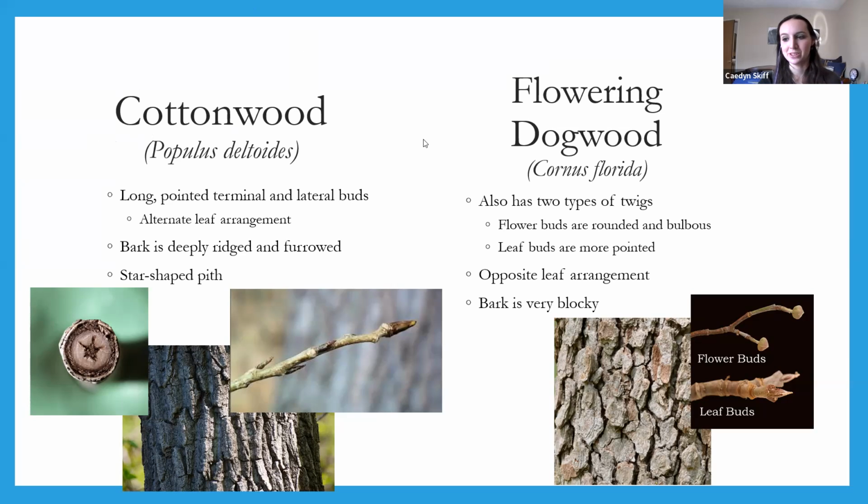And then flowering dogwood, which is one of my favorite shrubby trees. It also has two types of twigs, which you can see here. It's got the flower buds, which are very bulbous. If you all know the Pokemon Bulbasaur, it looks exactly like a little one. I'm not a big Pokemon person, but that's one of the three that I know. That's what it makes me think of. And then the leaf buds have this very pointed end to them.